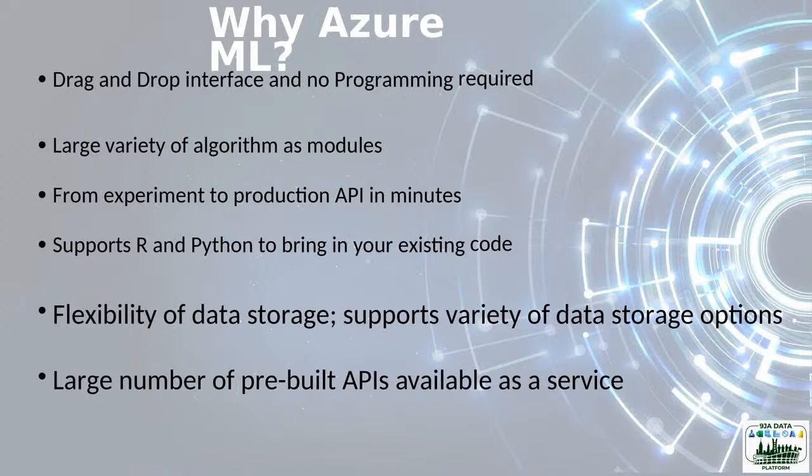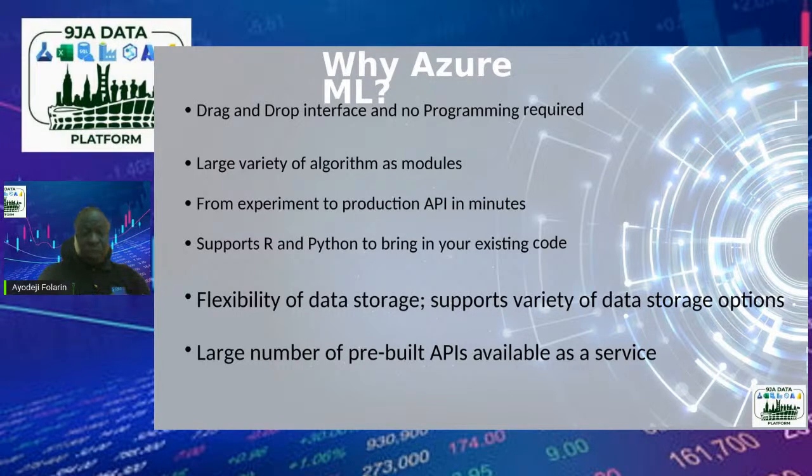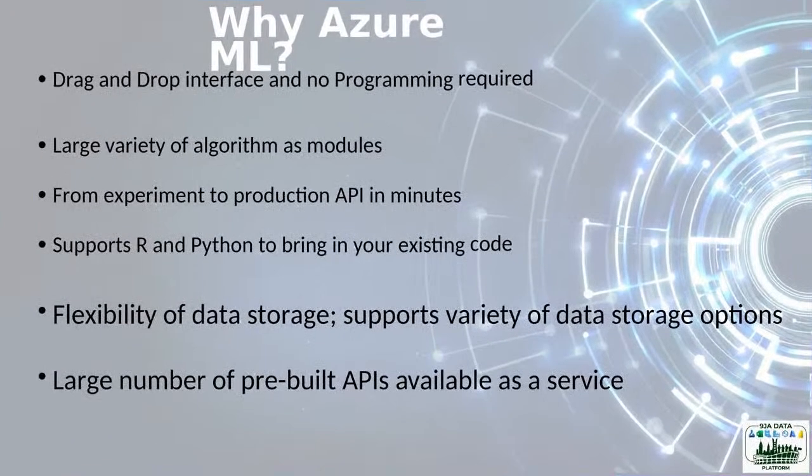Number two, a large variety of algorithms as models. There are already lots of algorithms there on the model. Number three, it supports R and Python to bring in your existing code. Number four, flexibility of data storage. It supports a variety of data storage options. And finally, a large number of pre-built APIs available as a service. Lots of them, you have them well stated there.